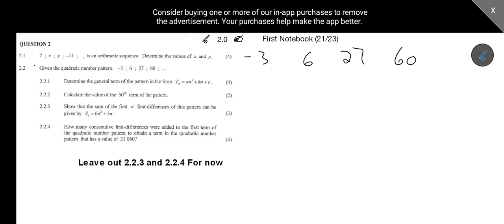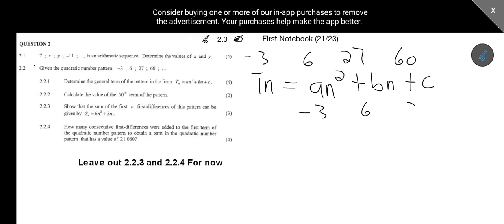So we're going to say that to get the value of a, we must first know the second differences. The basic form is that Tn is equal to an squared plus bn plus c, and we always start by solving for a. So let's write our sequence here nicely. That's -3, 6, 27, followed by 60.